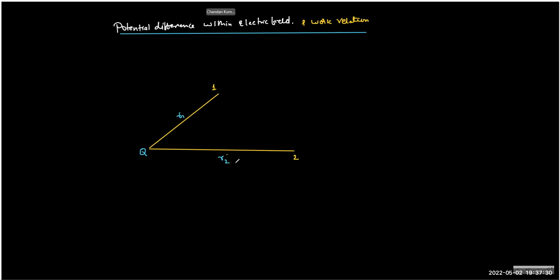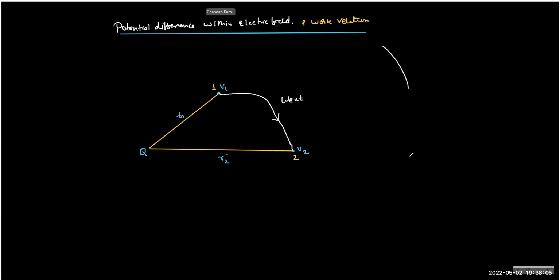And the potential at 1 will be equal to V1 and the potential at 2 will be equal to V2, which you can easily calculate from a given formula, but this is a general picture. If you take a charged particle from 1 to 2 through any random path, which doesn't matter, then how much work is required? V1 minus V2 into Q.